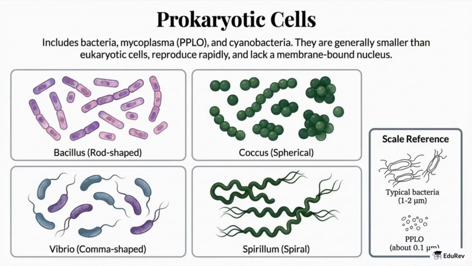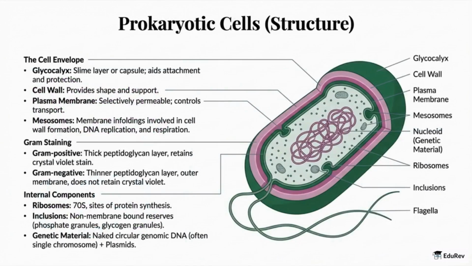Prokaryotic cells include bacteria, mycoplasmas, and cyanobacteria. They tend to be smaller than eukaryotic cells, reproduce quickly, and are characterized by the absence of a membrane-bound nucleus. Their genetic material is free in the cytoplasm. Looking at prokaryotic structure, you'll find several key features.